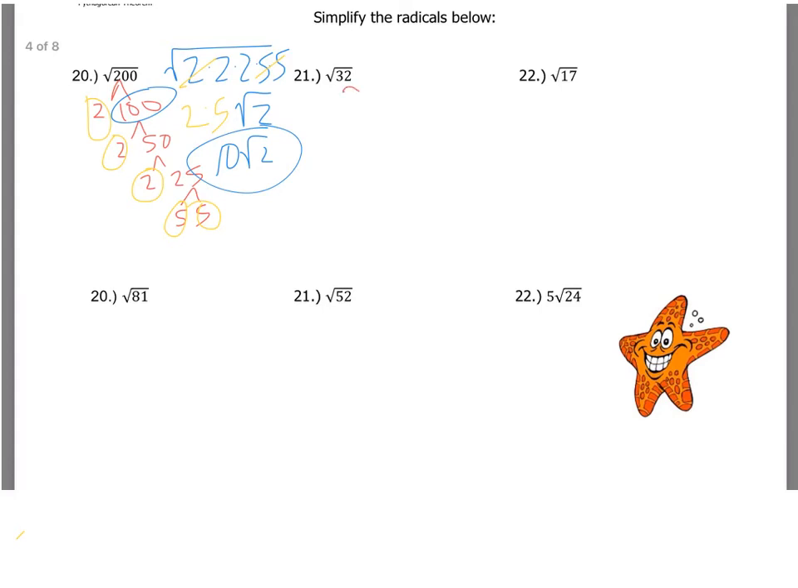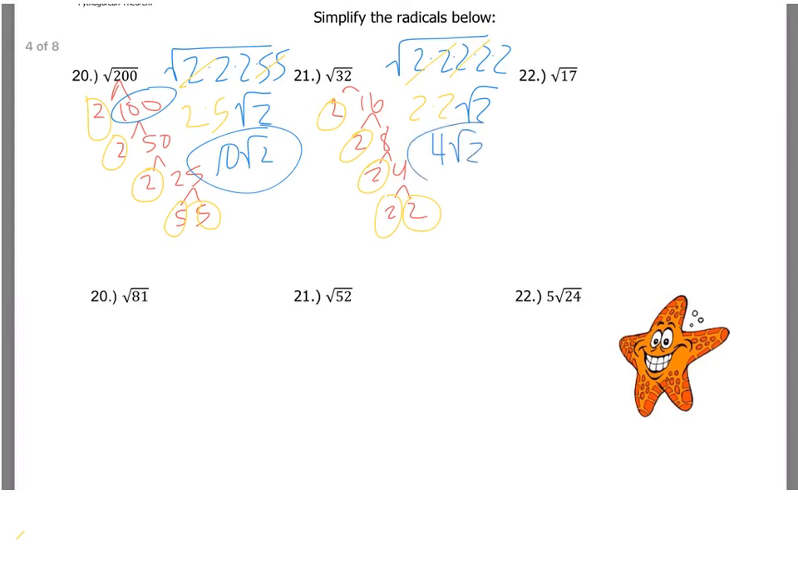All right, 32 is 2 and 16. 16 is 2 and 8, 2 and 4, 2 and 2. So I have 1, 2, 3, 4, 5 2s. 2 2s can come out. We have a square root 2 left over, so 4 square root 2 is our simplified radical.